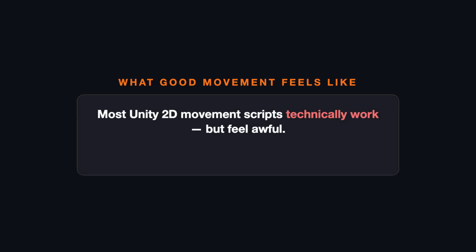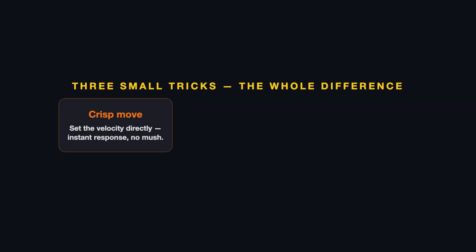Here is the thing nobody tells you. Most Unity 2D movement tutorials give you a controller that technically works, but feels awful. The character stops on a dime. Jumps miss by a single frame. It feels stiff, and you cannot say why. Great platformer feel comes from three small tricks, and they are the whole difference.